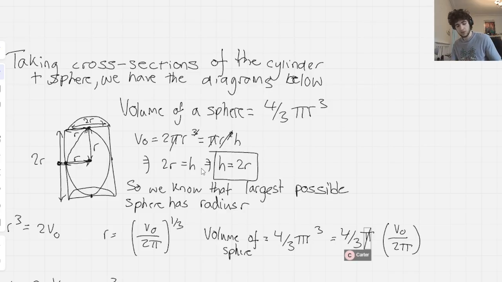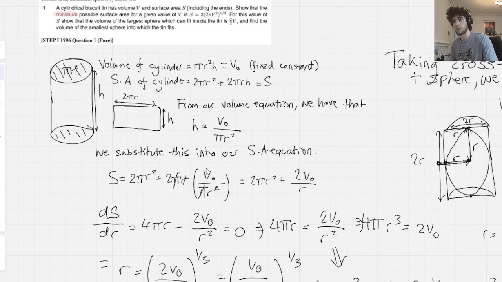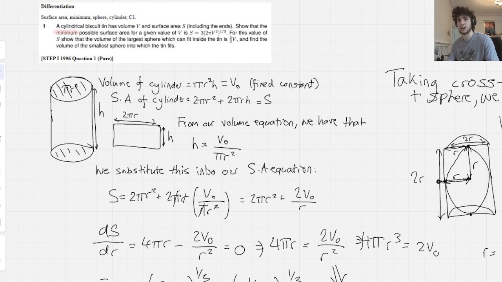So effectively, we can see that these pi's cancel out, the factor of 2 gets cancelled out, and what we end up getting is indeed our 2 thirds v naught, which is what we expected. So we've shown the volume of the largest possible sphere which we can fit inside our tin for that given surface area and fixed volume is indeed 2 thirds that fixed volume.